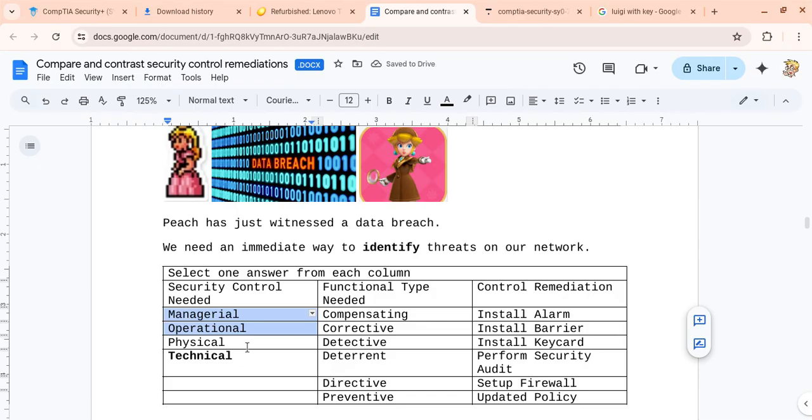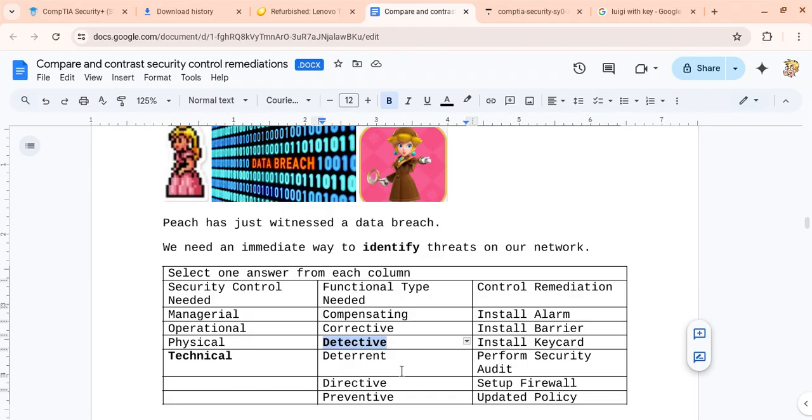Next, functional type needed. So above, I bolded identify because that's the word that we're looking for. Which word here means identify? Compensating is about money. Corrective is about changing behavior. Detective could be identify. Deterrent is to stop, turn away. Directive is an order. Preventative. Now here, when I first did this one, I missed this question because I thought it was preventative, but actually it's detective because they want you to identify.